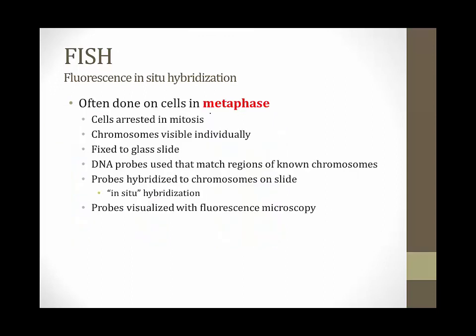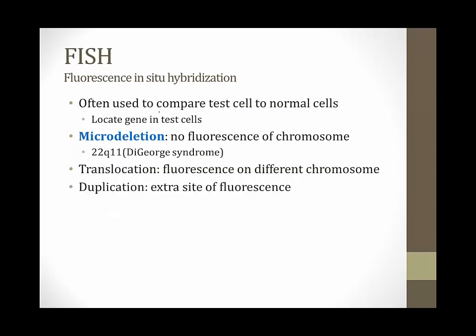FISH is often done on cells in metaphase. These cells have been arrested in the middle of mitosis at a point where the chromosomes are visible individually and they can be fixed to a glass slide. You then use the DNA probes that match regions of known chromosomes, and the probe will hybridize to chromosomes on the slide. This is why it's called in situ hybridization. And the probes will be visualized with fluorescence microscopy, and this will tell you which chromosomes have the genes you're looking for. FISH is often used to compare test cells to normal cells and locate the gene in the test cells and see if it's in the same place or even if it's present compared to normal cells.